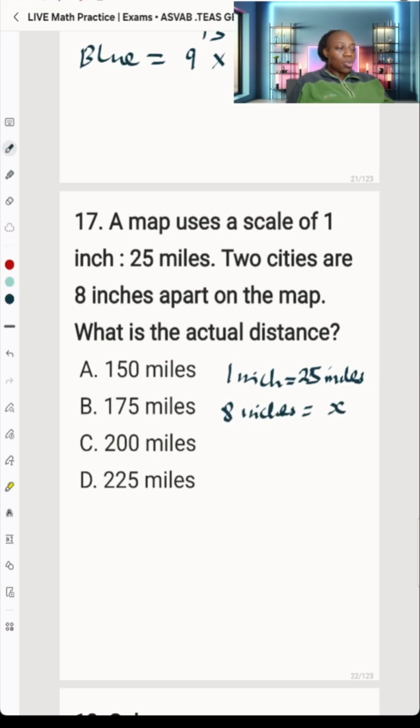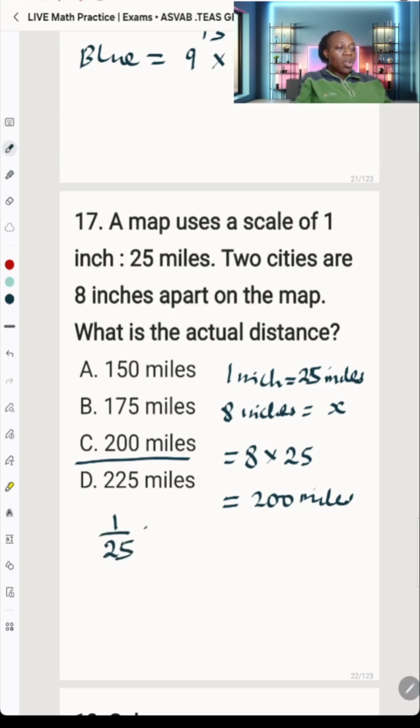So that will just be 8 multiplied by 25. Since 1 stands for 25, that's going to be 200 miles. And that's C. Proportion: yes, you have to cross multiply if you put it in proportion form. That means if you do 1 over 25 equal to 8 over x, then you have to cross multiply if you are using it that way.